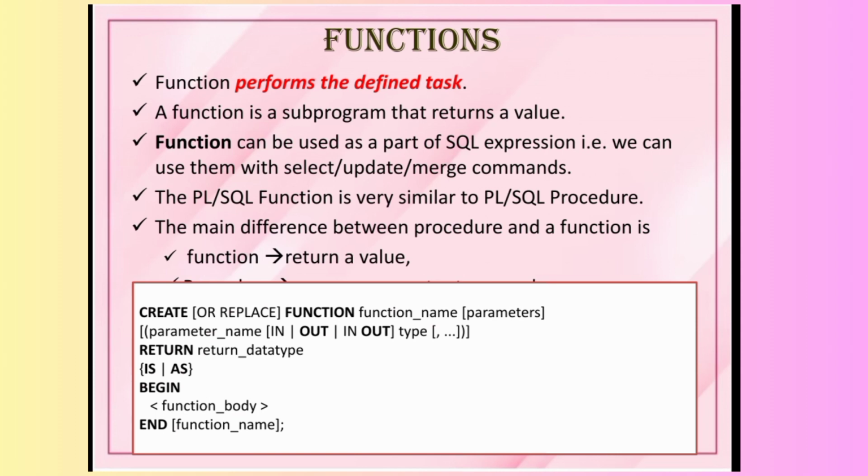So we can use the create or replace keyword for creating the function, and the function name. It contains a parameter list, which is optional, with in and out parameters, and it must have a return value. Then the begin and end section. In the begin section it has the function coding, and it always ends by mentioning the function name.